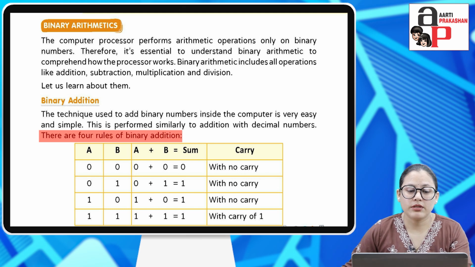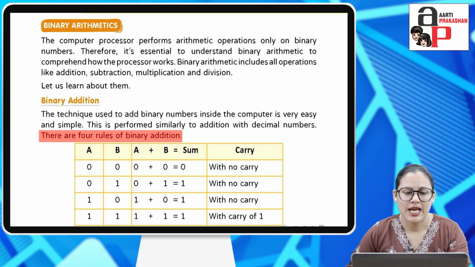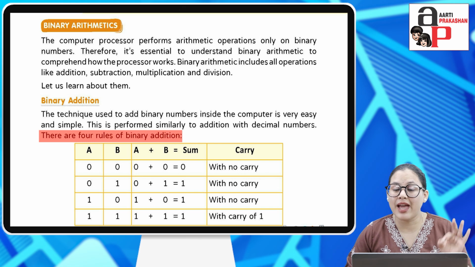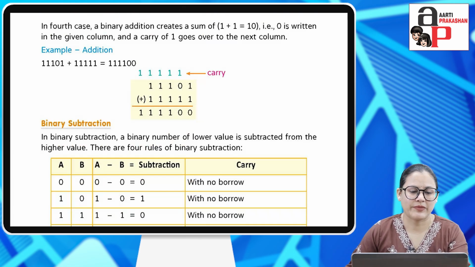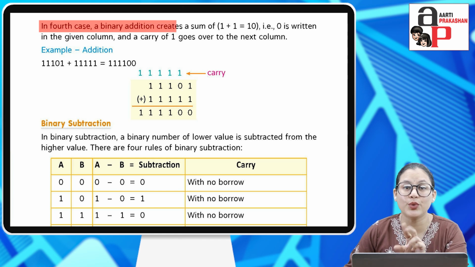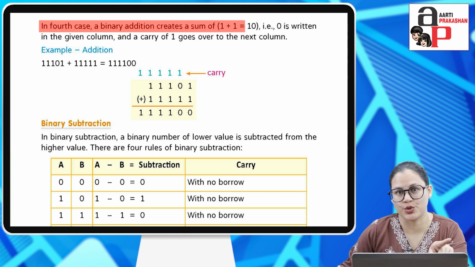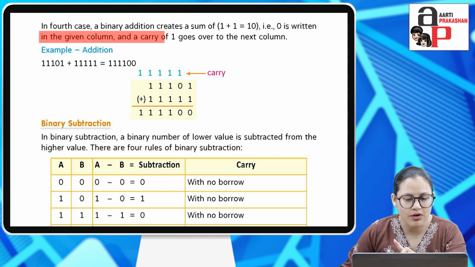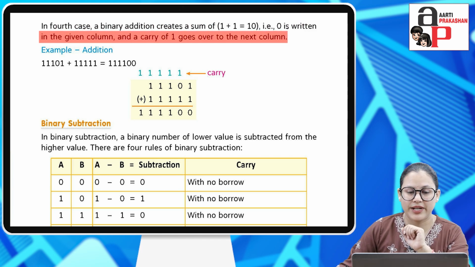Now the value of A is 0, the value of B is 1. 0 plus 1 is 1 with no carry. Now the value of A is 1 and the value of B is 0. 1 plus 0 is 1 with no carry. Now the value of A is 1, the value of B is 1. 1 plus 1 is 10, not 2. Remember that. With a carry of 1. So in the fourth case, binary addition creates a sum where 1 plus 1 is equal to 10, not 2. That is, 0 is written in the given column and a carry of 1 goes over to the next column.